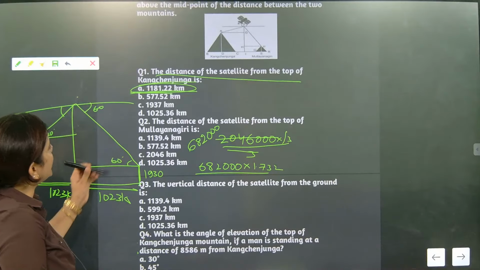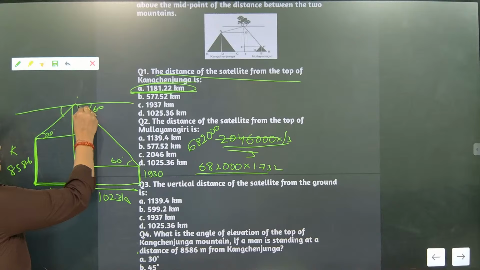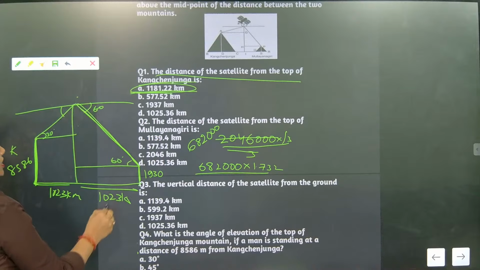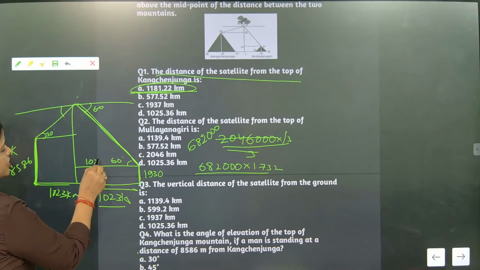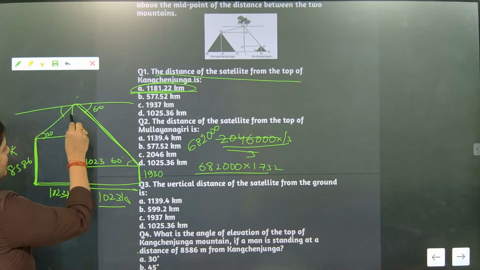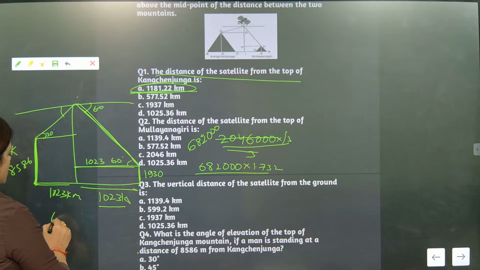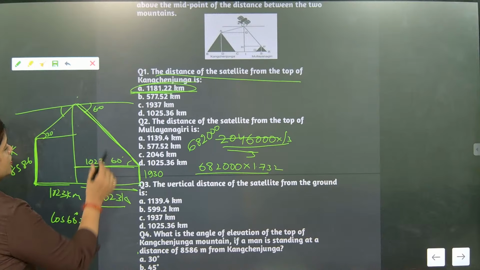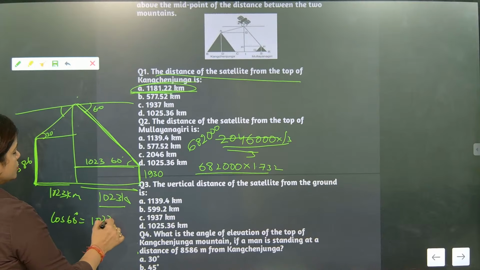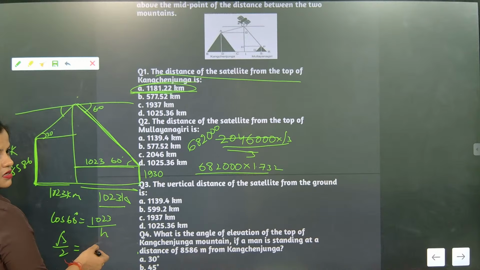The second question is what they are asking: the distance of the satellite from the top, the same type of question. This distance we have to find. And beta, what is 1023? Here also it will become 1023. So tan 60 degree is equal to perpendicular. Tan will not be taken. Again we have taken cos. Cos 60 degree is equal to 1023 by h. So h is equal to... cos 60 degree is root 3 by 2. The same value is coming now.